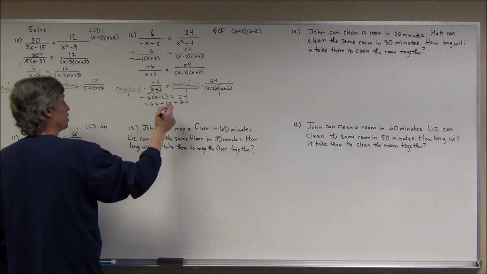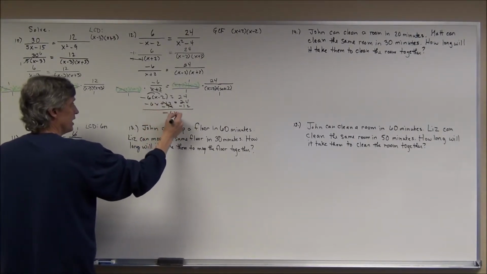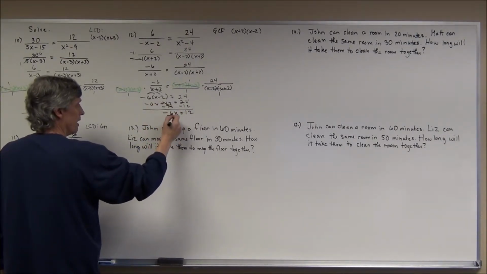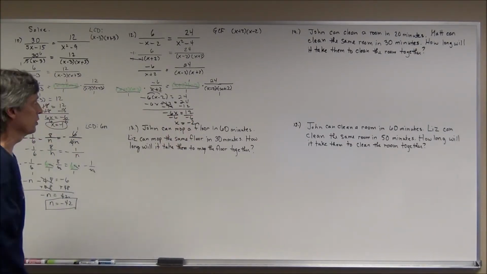I am going to subtract 12 from both sides. I get -6x is equal to 12. I'm going to divide by -6, and I get x is equal to -2. And that looks like a good answer.